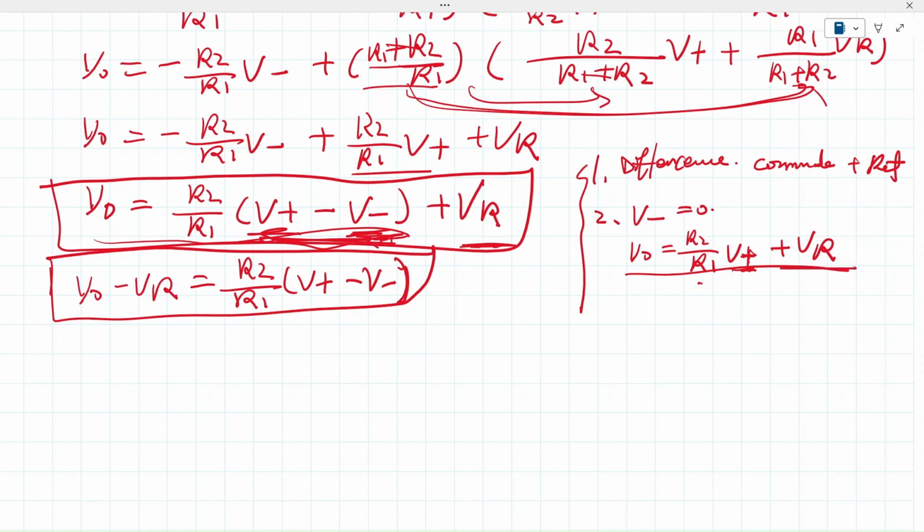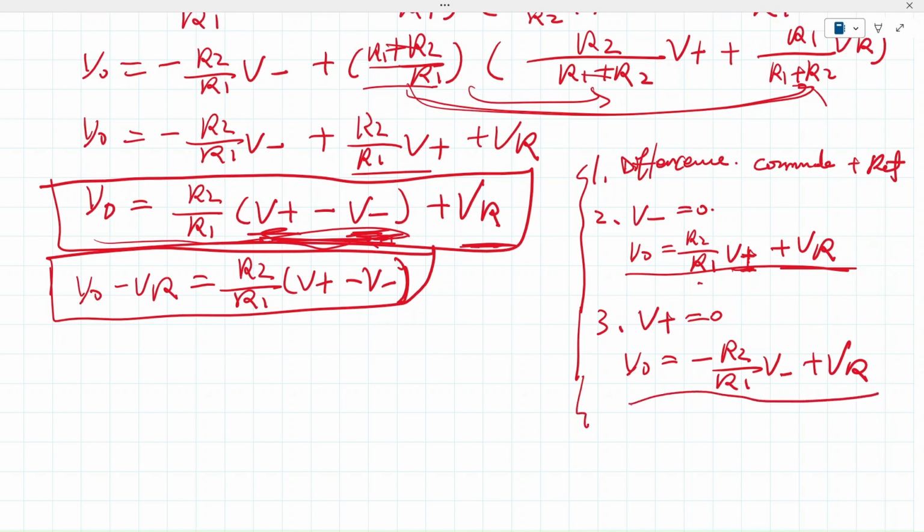And in another situation you set V plus to 0. Then Vout equals what? Equals minus R2/R1 V minus plus VR. This is the inverting form, as opposed to the non-inverting form: in the inverting form you have a negative slope. You can still amplify the signal, attenuate the signal, then add a level shift.